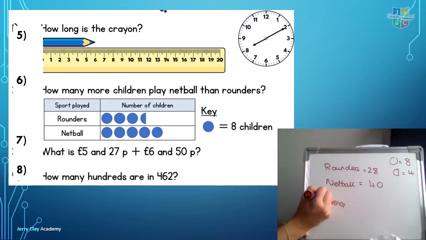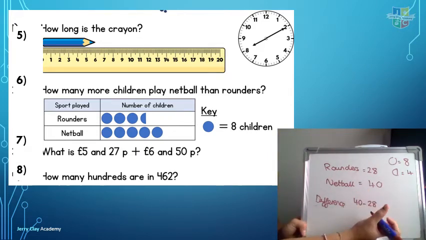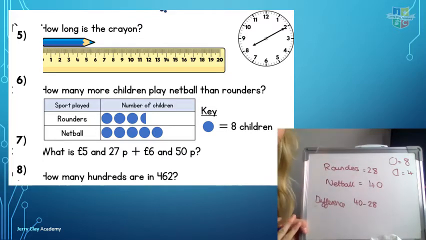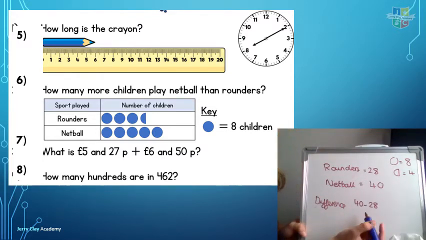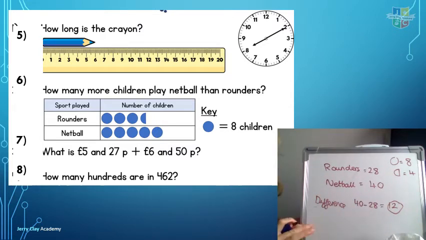And remember, when we're trying to find the difference, we're going to take away. So I'm going to need to do 40, take away 28. Now you could have used your column method for this. However, we could have counted up. We've gone 28 to 30, which is 2. 30 to 40 is 10. So it should have been 12 as your answer.